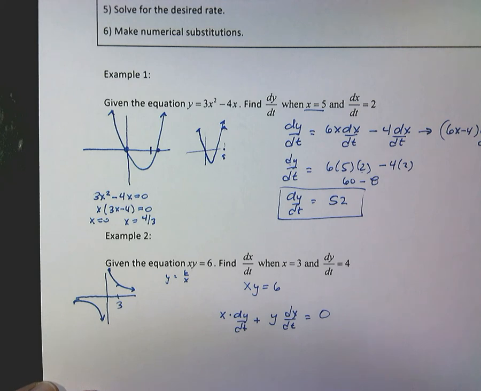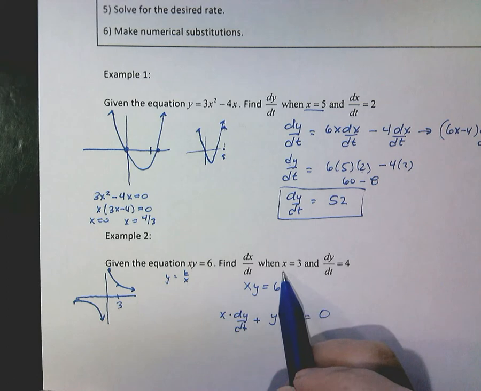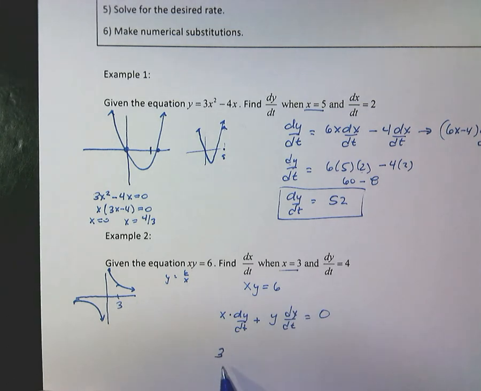You don't need to. I'm not sure if there's an advantage. I would usually rearrange it, but if I rearrange it and make a mistake in my rearranging, I'm going to have a mistake all along. So I'm just going to go ahead and plug everything in. So x is equal to 3, dy/dt is equal to 4.